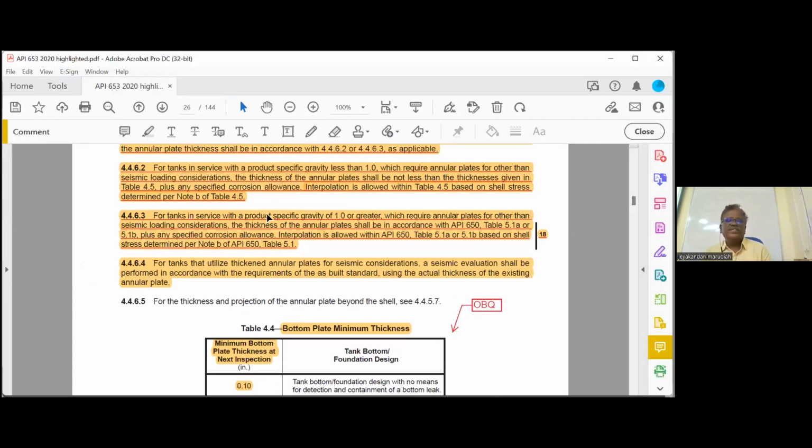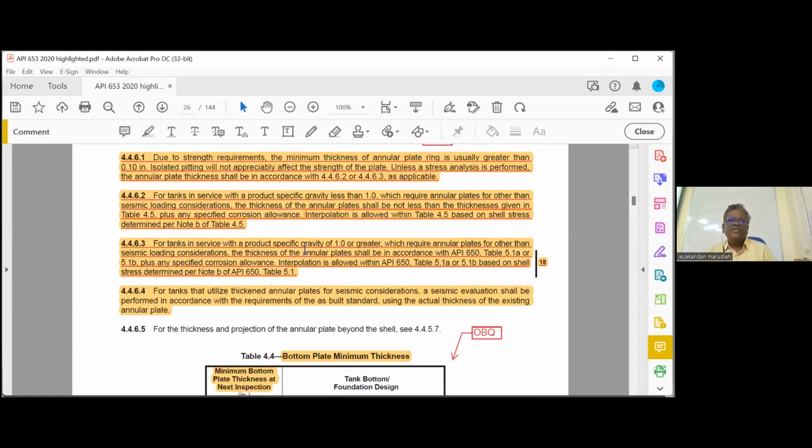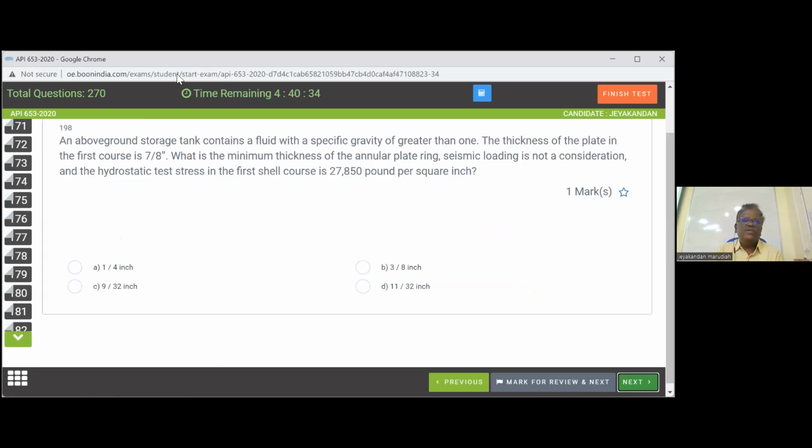You can see here, for tanks in service with product specific gravity 1 or greater, you have to refer to the 650 table, which requires under plates other than seismic. The thickness of the shell shall be in accordance with 650 Table 5.1A and 5.1B. So you have to refer to 650. To refer to it, I will hold this question. We will have a 15 minute break. After 15 minutes, we will continue the class.